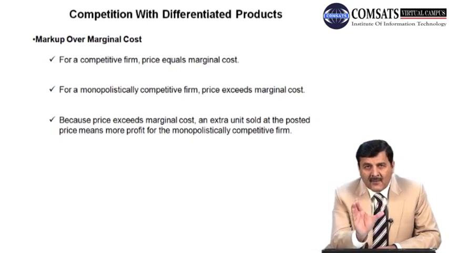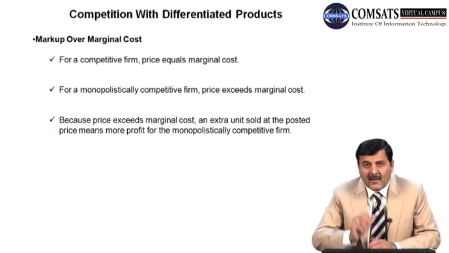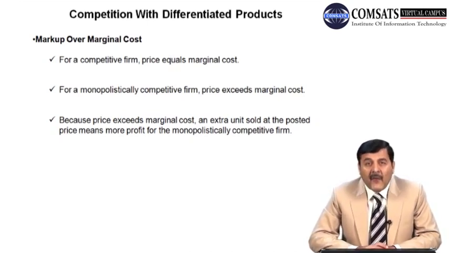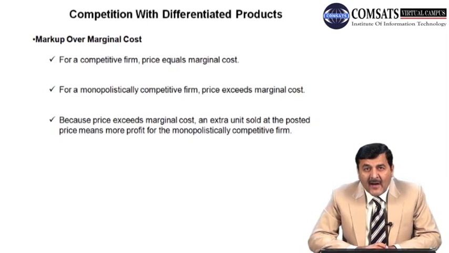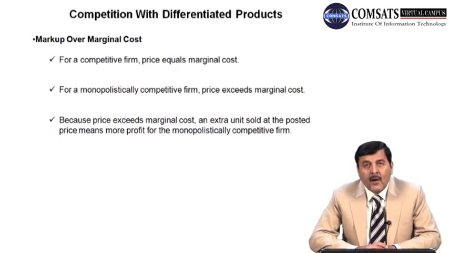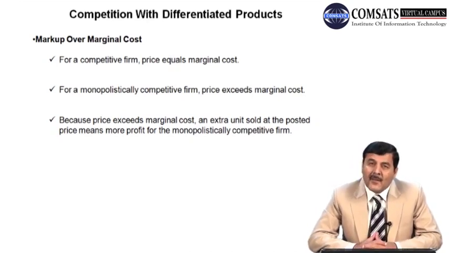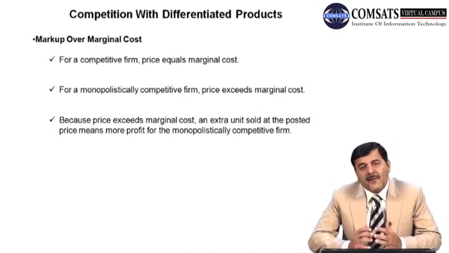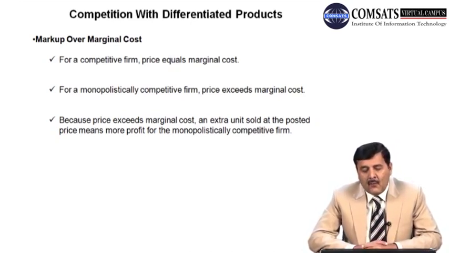So in case of monopolistic competition, price is greater than marginal cost, whereas in case of a perfectly competitive market, price is equal to marginal cost. So because price exceeds marginal cost here, in case of monopolistic competition, an extra unit sold at the posted price means more profit for the monopolistic competitive firm. So since price is greater than marginal cost, any extra units sold at the posted price means the profit of the monopolistic competitive firm will increase. They will earn more profit.